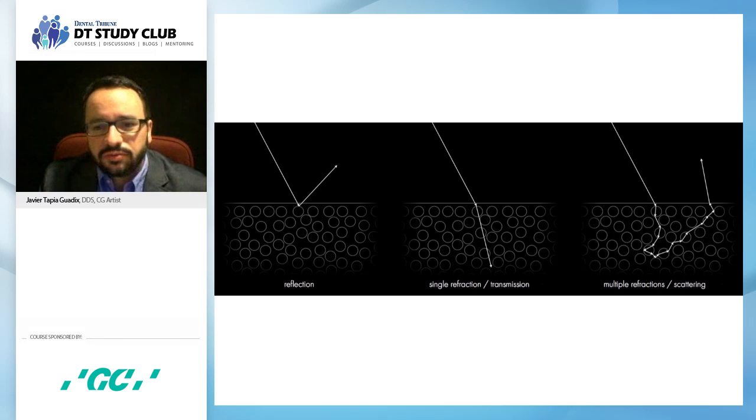So as you can see from these three different types of interaction, the left one, the reflection, will define a very opaque material, because it's going to reflect the light immediately. This is the typical behavior of an opaquer paste that you will see on top of the metal coping of a metal ceramic crown. Then we have just one refraction, so we have transmission, which will be a transparent material, like enamel, or even more transparent than that.